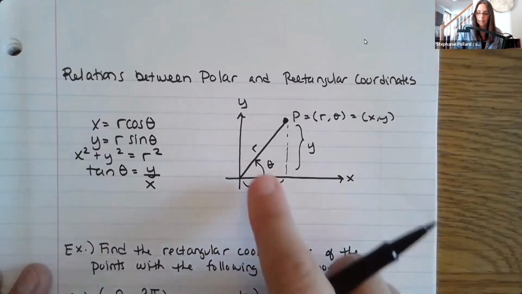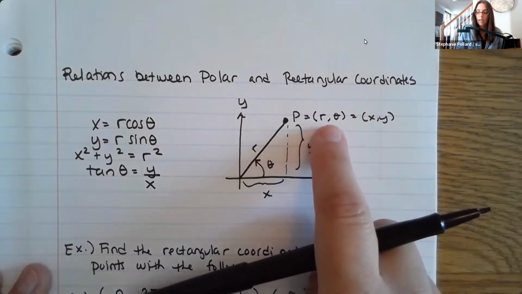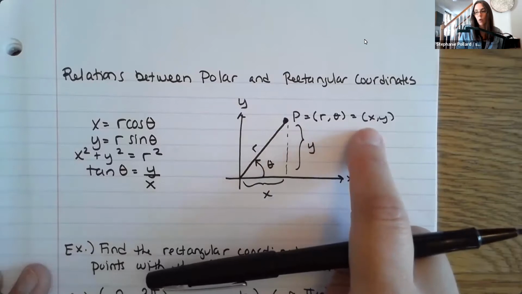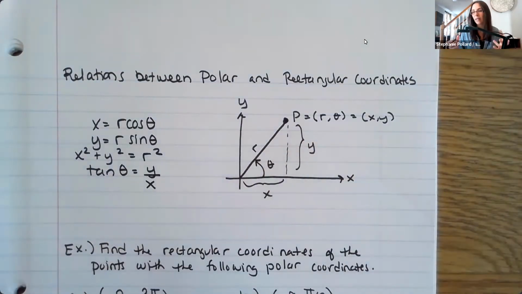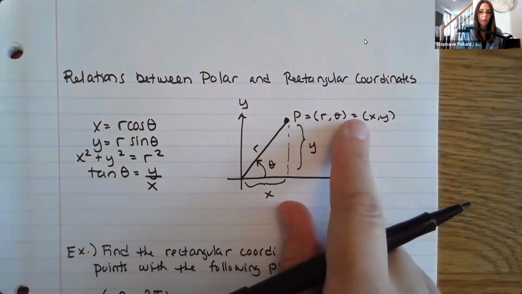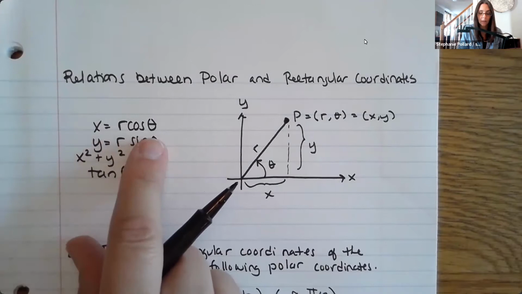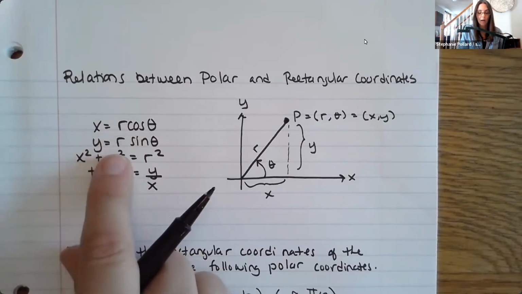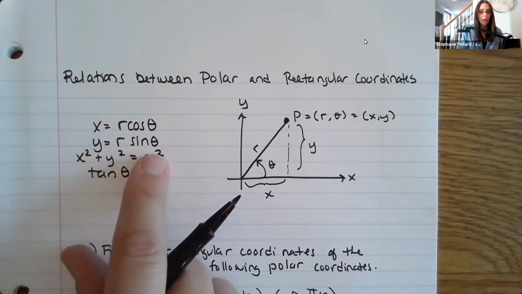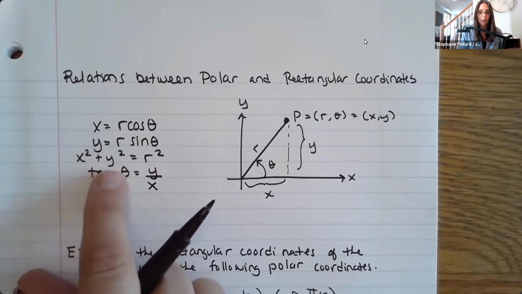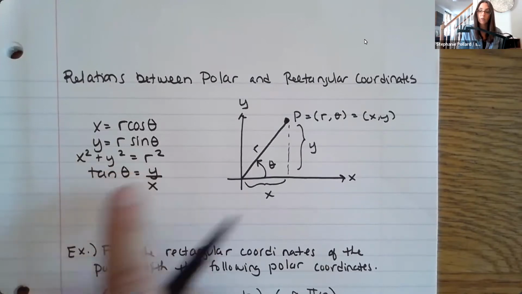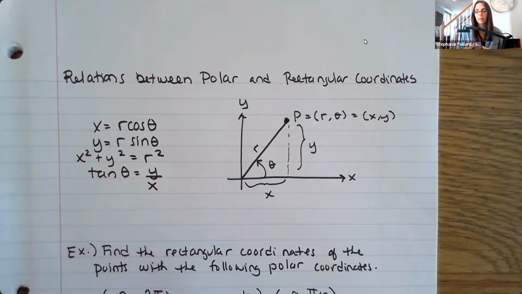And then what happens is your point r comma theta is going to give you the same coordinate as x, y, just in a different format. So kind of think of it like different units here. And how are they related? Well, x is the same thing as r times cosine theta. Y is the same thing as r times sine theta. We do know that x squared plus y squared equals r squared. And then also tangent theta is y over x. So those four key pieces are how we can relate the two ideas.